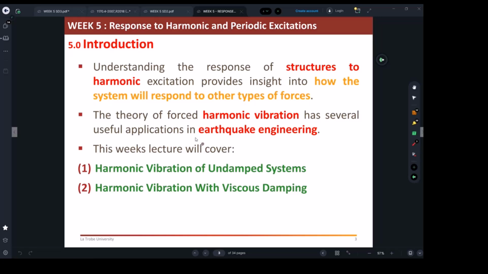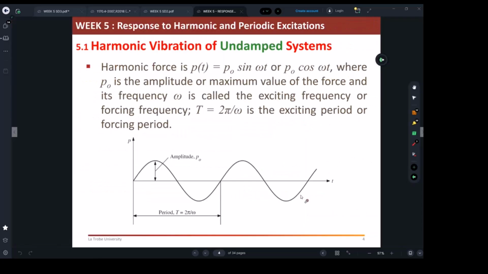It has several useful applications in earthquake engineering because it gives you an idea about how that structure is behaving under a given frequency, under a given amplitude, because as you are imposing the sine or cosine function, you can control these parameters. This week, we're going to go through harmonic vibrations of undamped systems, so no damping. We'll see what's going to happen, we'll see how the reflection is, and then we're going to continue with more slides about damped systems.